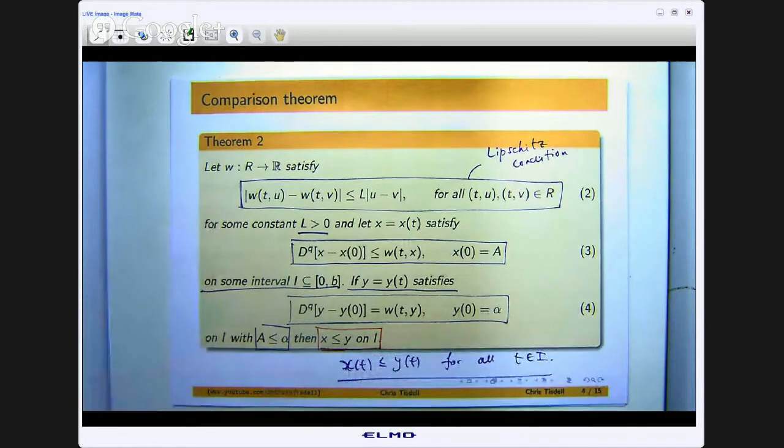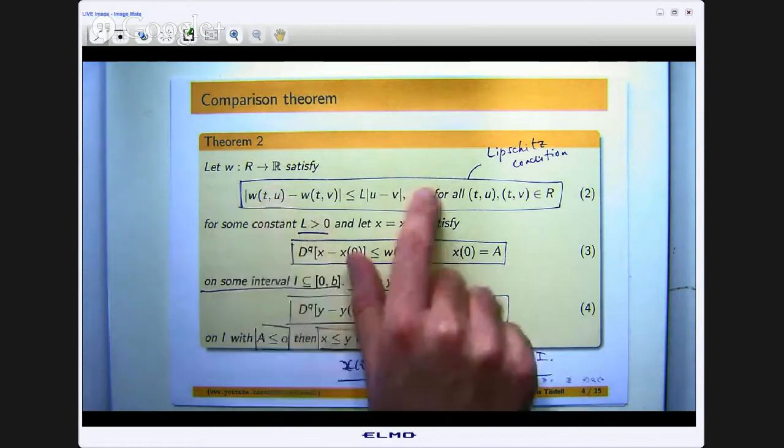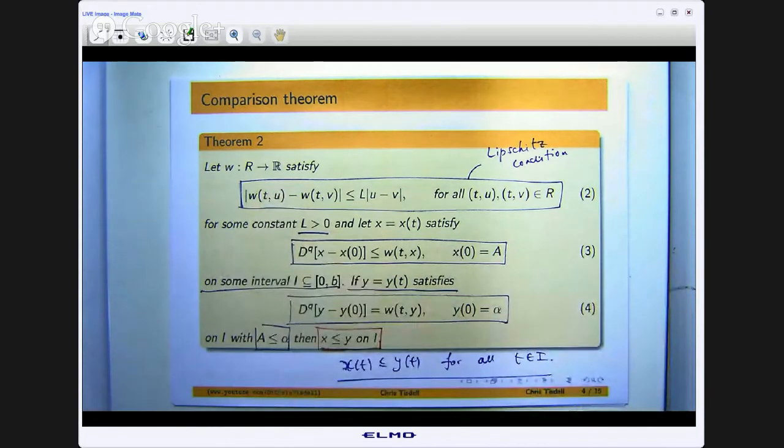Okay, so that's it. That we're comparing x with y, where x satisfies this, y satisfies this, and w satisfies a Lipschitz condition. So let's go through and see if we can prove that.